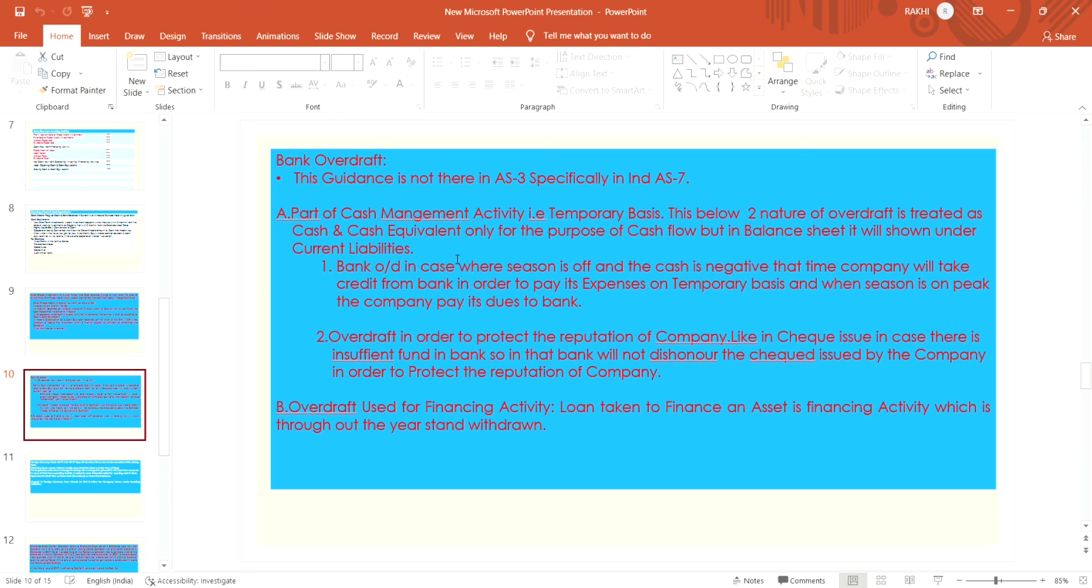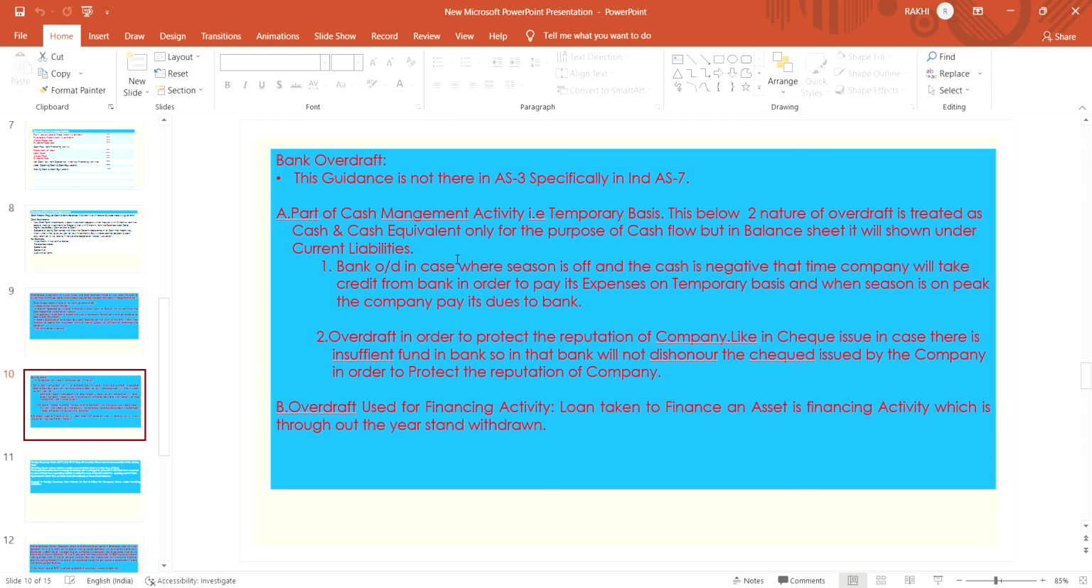So there are two types of bank overdraft. A bank overdraft which is made for the cash management activity of the company, which is for a temporary basis, in order to manage the cash activity of the company. This type of bank OD, which is for cash management activity and of temporary nature, is treated as cash and cash equivalent only for the purpose of cash flow, but in the balance sheet it is shown under current liability.